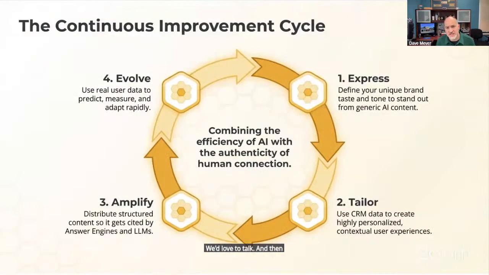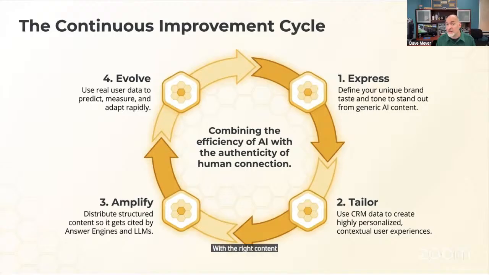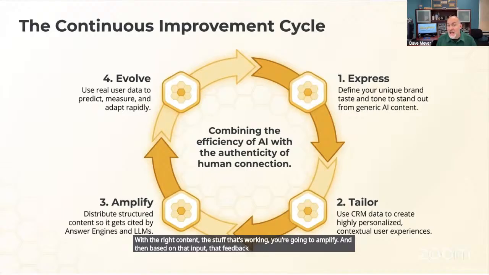And then there's a continuous improvement cycle. We call this loop marketing, but you want to express your content and define your brand. And then you can use that to tailor your content to your audience and to make sure that you're reaching the right people with the right content. The stuff that's working, you're going to amplify. And then based on that input, that feedback, and some AI input, you're going to look for those blind spots or ways to increase the resolution or utility of that content, and you're going to evolve.